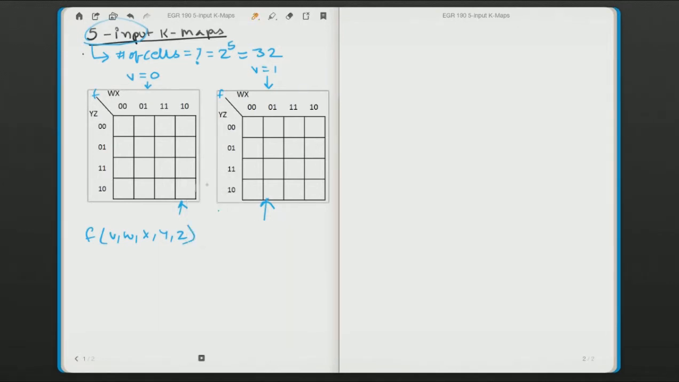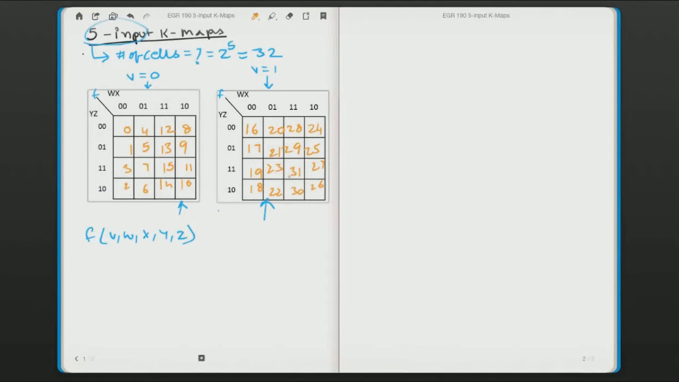The minterm numbers are going to be the same as before. So we start with 0, 1, 2, 3, 4, 5, 6, 7, 8, 9, 10, 11, 12, 13, 14, 15. Then come down here and start 16, 17, 18, 19, 20, 21, 22, 23, 24, 25, 26, 27, 28, 29, 30, 31. That is how you write a simple 5-input K-map and write the minterm numbers.